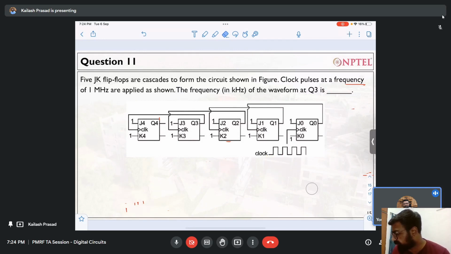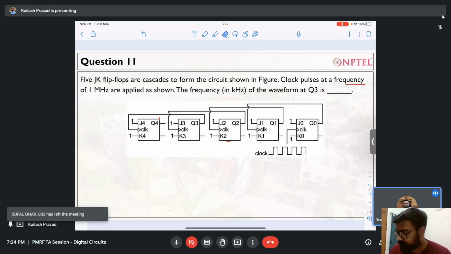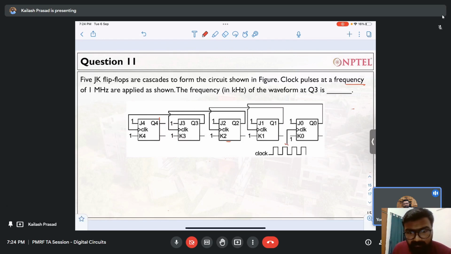Let me just give you like this. So if you see here, this is the clock cycle, and this node is 1 and 1. Whenever the clock comes, this node will go from 1 to 0. And at the second clock cycle, this node will go from 0 to 1. First it will be 0, then in the next clock cycle it will become 1. So when it goes from 0 to 1, it means there is one clock cycle of this node.